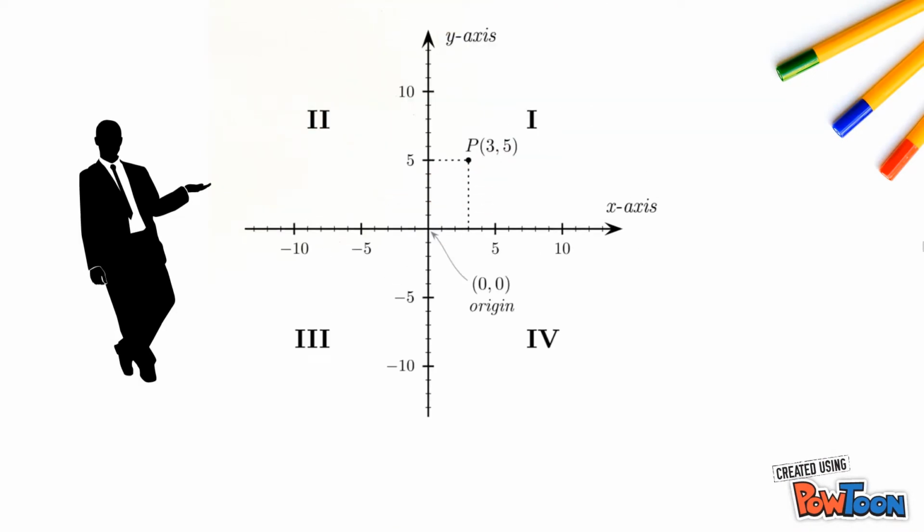Now let's go back to the Cartesian system. The invention of this system provides a bridge between algebra and geometry, where each point is represented by x and y.